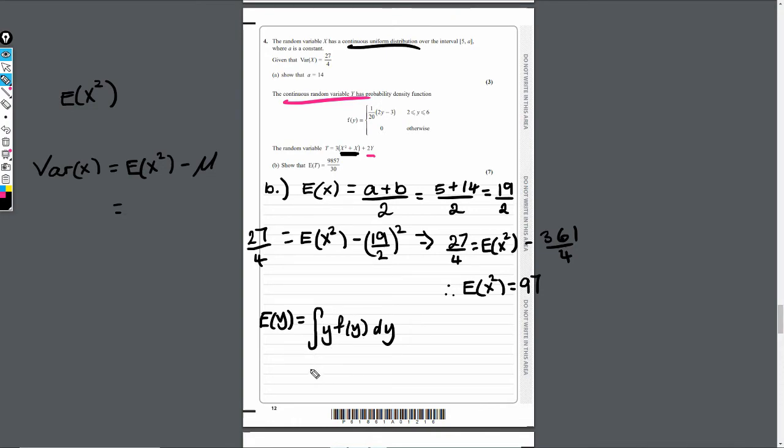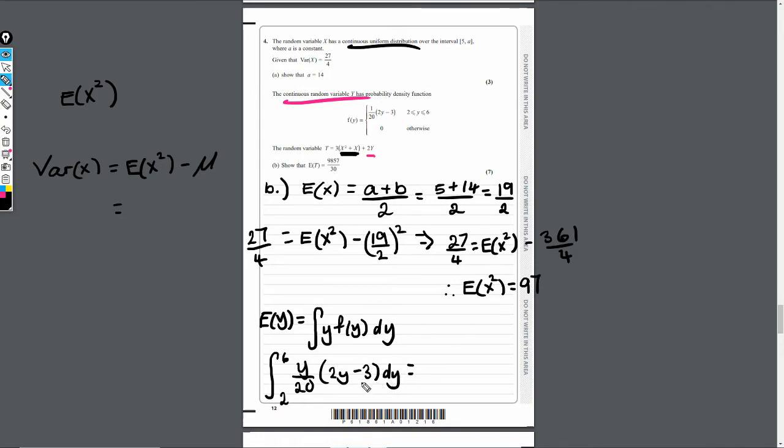Okay, so that's going to be now the integral, and don't forget your limits. We're between 2 and 6, so my upper limit is 6, the lower limit is 2. So this is essentially going to be y over 20, because it's 1 over 20 here, times 2y minus 3 dy. Now it's up to you how much you simplify here, just to make life a little bit easier. You can even take the 1 over 20 outside. It's completely up to you.